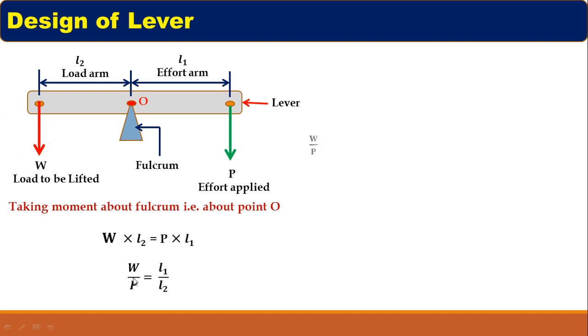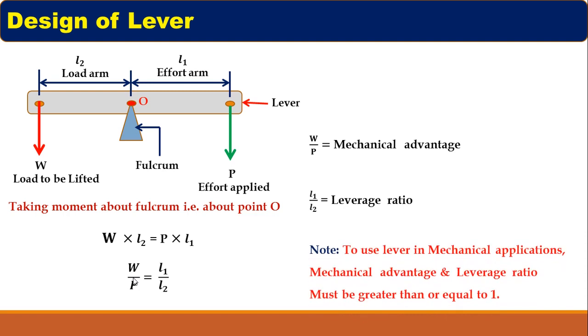Now W upon P ratio is known as mechanical advantage, and L1 upon L2, this ratio is known as leverage ratio. Now remember a very important point related to this mechanical advantage and leverage ratio: to use the lever in mechanical applications, mechanical advantage and leverage ratio must be greater than or equal to 1. That means L1 always has to be greater than L2, or at least equal to L2.